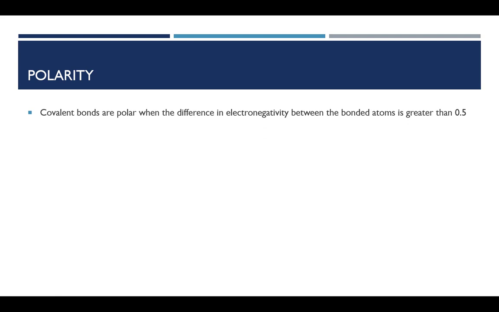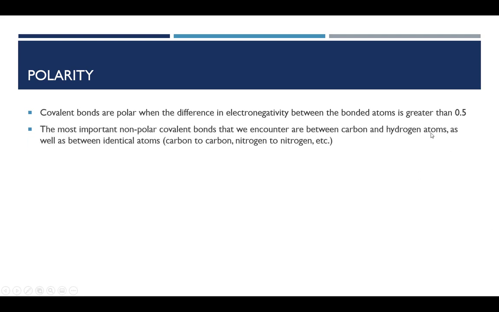And now we're going to finish off with polarity. Now, first we'll look at the polarity of the individual bonds. We know that covalent bonds are polar if they have a fairly large difference in electronegativity between the atoms which are bonded. So if the difference in electronegativity is greater than 0.5, they are going to be polar. So the most important thing is to recognize the ones which are not polar.